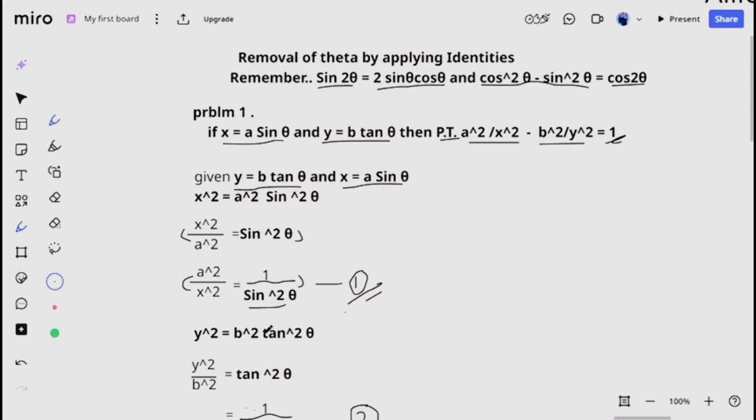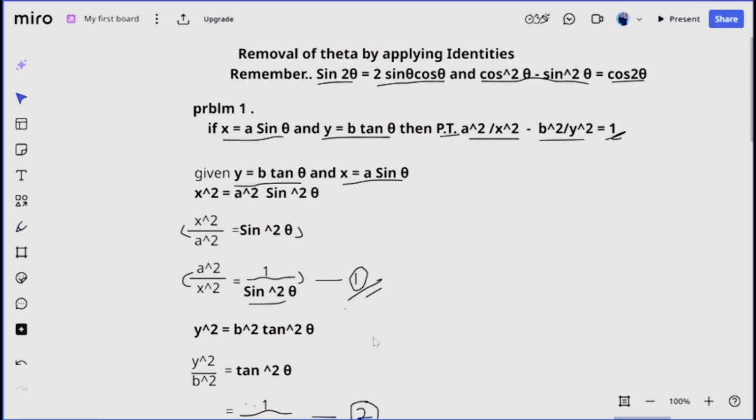Next, let's go on. Now y is equal to b tan theta. Now we are squaring again on both sides. You get y square is equal to b square tan square theta.